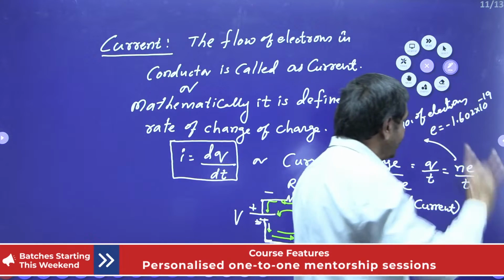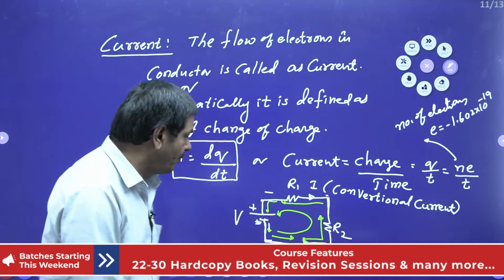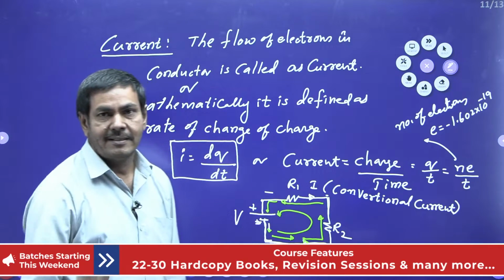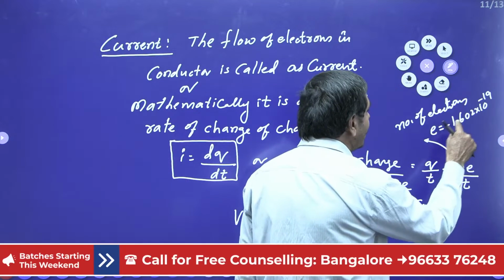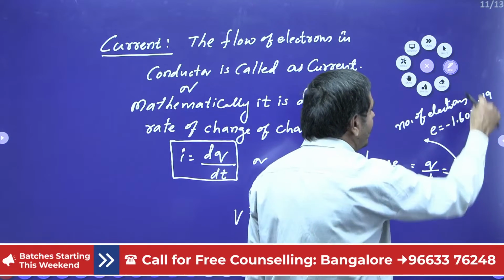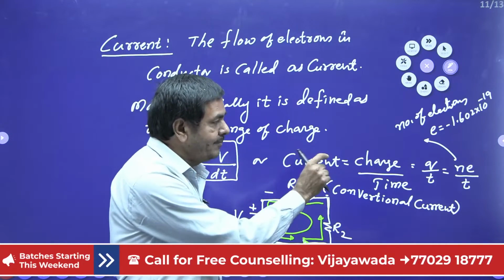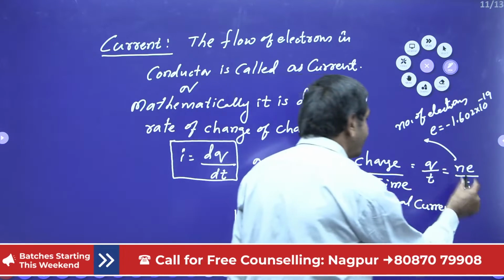Now catch my point here. For example, 100 electrons are moving in this wire. N equals 100 you will put. What is E? E equals minus 1.602 into 10 power minus 19 you are going to put. T is nothing but the time, for 1 second or 1 minute or whatever it may be. The time period you have also taken, for example.